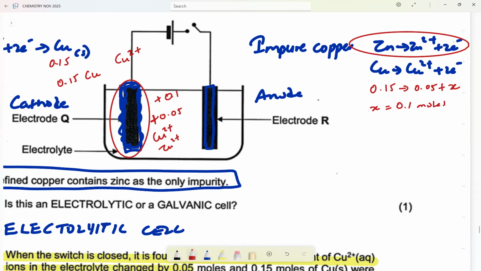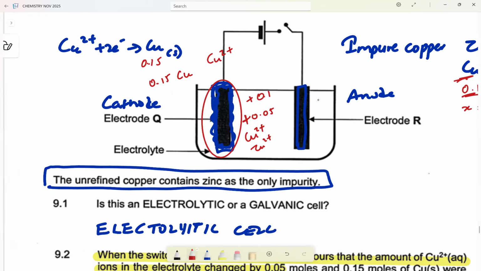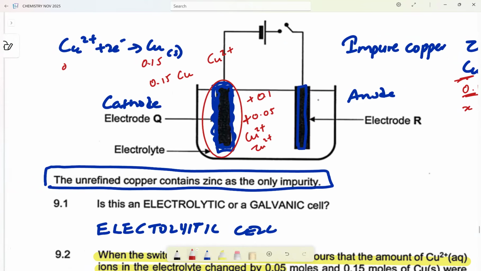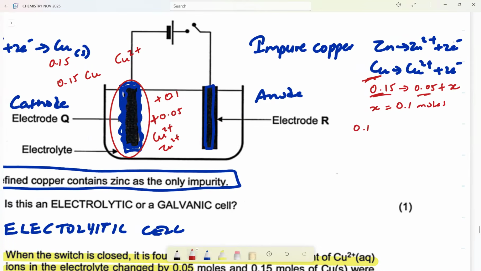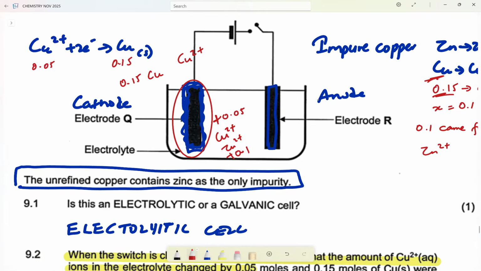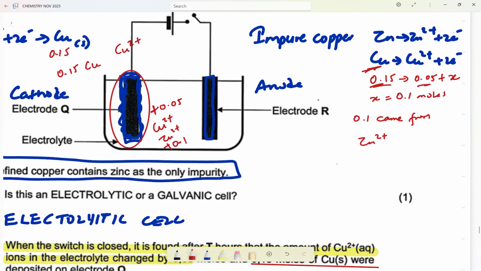So this 0.1 mole will come from the zinc, because 0.15 of copper was deposited, and they took 0.15 of this and deposited it here. There was 0.05 of that one, so the other 0.1 came from Zn2+. Let me just put it here, 0.1.